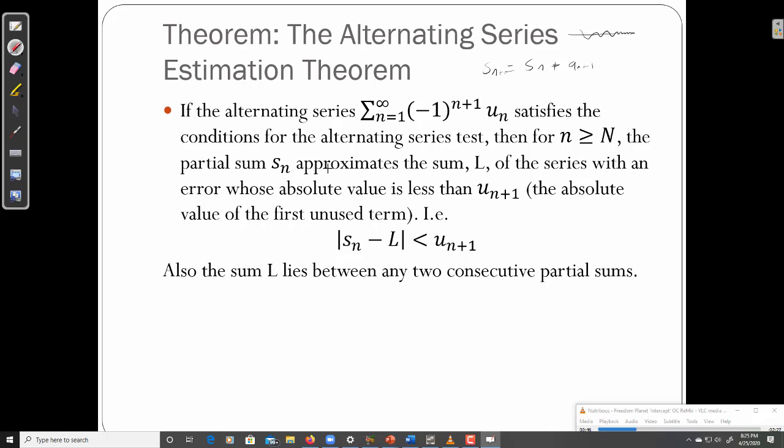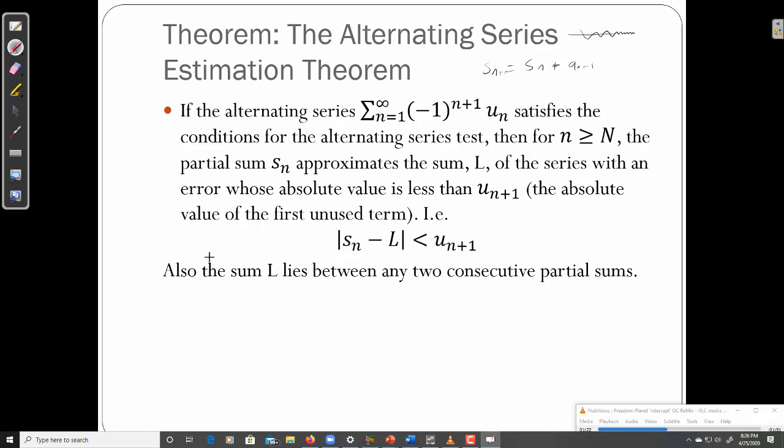So s sub n will approximate the sum of the series. So this would be an s sub n, this would be an s sub n, each peak would be an s sub n. And then the difference between the actual limit and the sequence would just be less than the next term. So you can actually just use that to estimate the error, figure out how many terms you need to get within any error you want, and then just go from there.